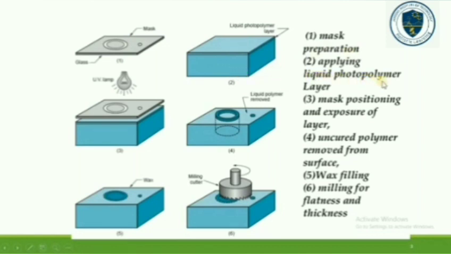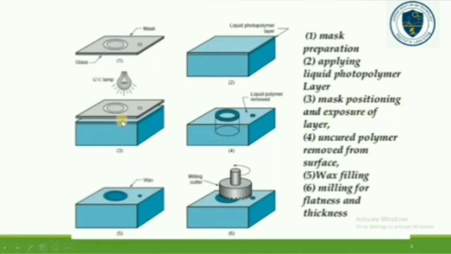That circular component mask was first prepared. If you see the first one, the mask is created in the glass. In that glass, we are giving the gap, that is, unmasked portions. Only in those unmasked portion areas are the UV lamp rays exposed.